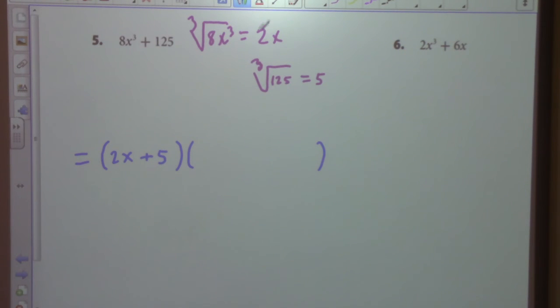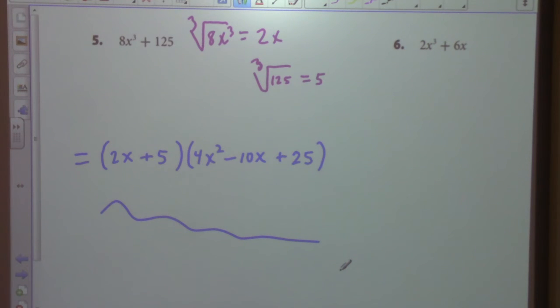Okay, now square this guy here. 2x squared is what? What's 2 squared? 4. 4x squared. That's what we got. Okay, minus 2 times this, 10x. Yeah, it's going to be minus 10x, thank you. Plus 5 squared. Is that it? That is it.